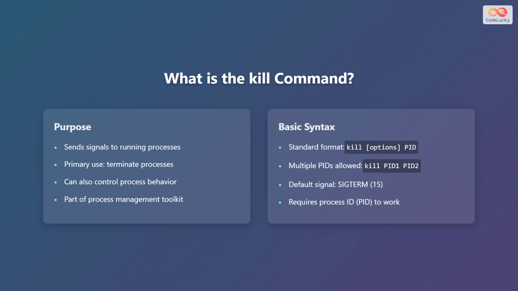The standard format of the kill command is kill followed by options and then the process ID, often shortened to PID. It is possible to specify multiple process IDs to kill multiple processes at once. If no signal is specified, SIGTERM, which is signal 15, is sent by default. It's very important to know that the kill command requires the process ID to work.